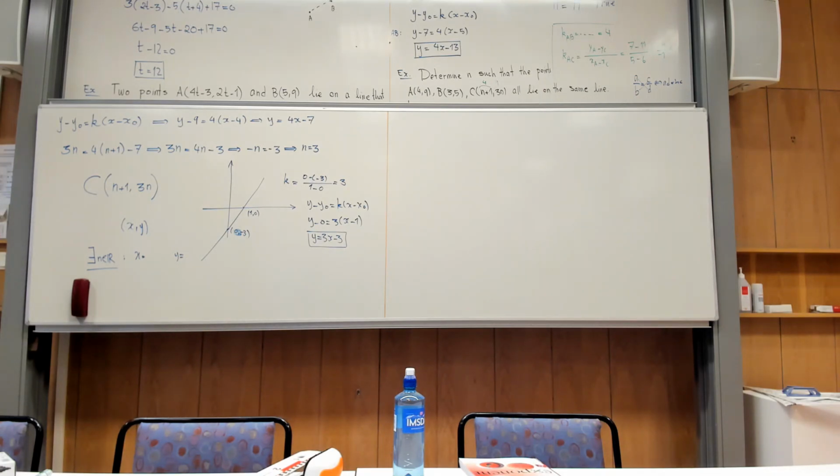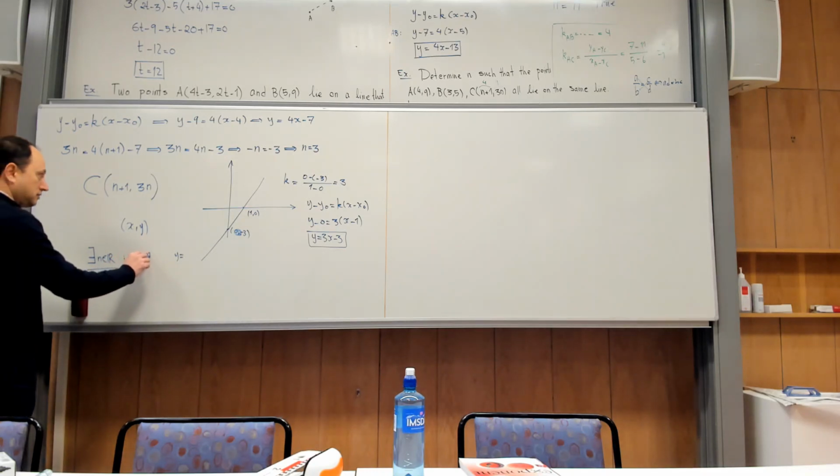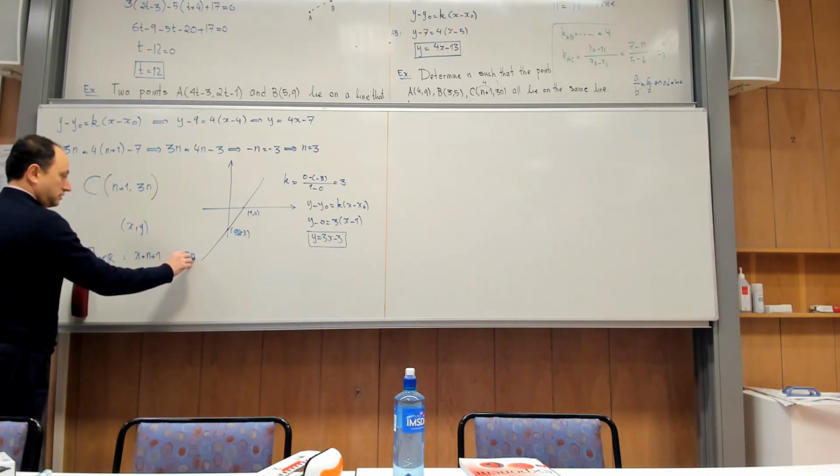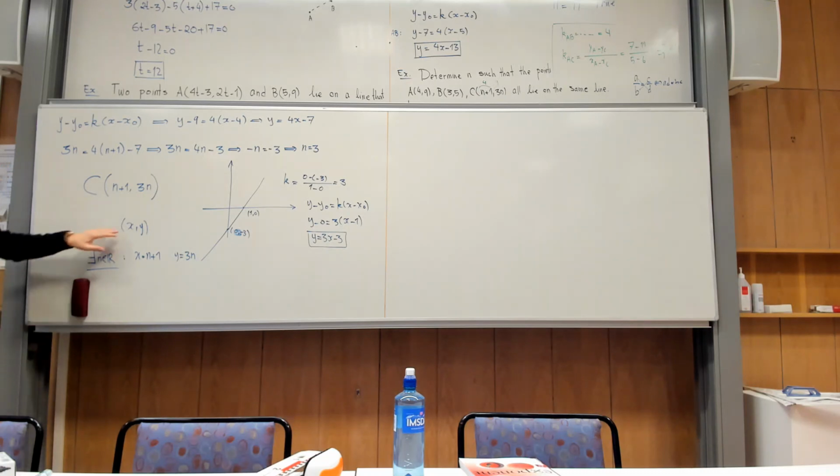Shouldn't it just be n plus 1 and 3? Yeah, exactly. That's exactly the case. So, if this point is on the locus of these points, then it should have the same form. X should be n plus 1, y should be 3n.